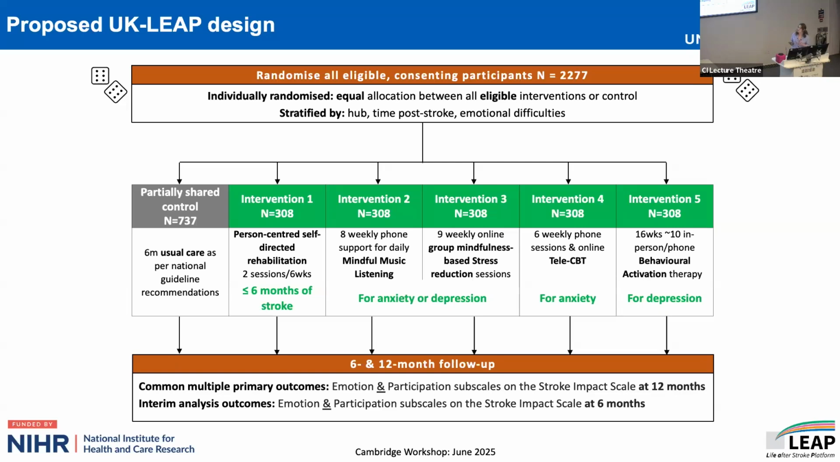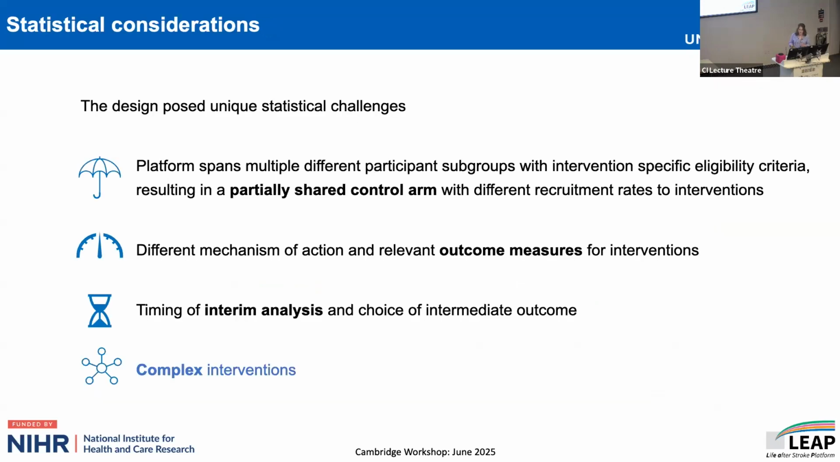And within that overall control arm, there'd be different subsets of participants that would contribute as the control to each of those separate interventions. And then following randomisation and intervention delivery, patients would be followed up at 6 and 12 months post-randomisation. So this design posed a number of unique statistical challenges.